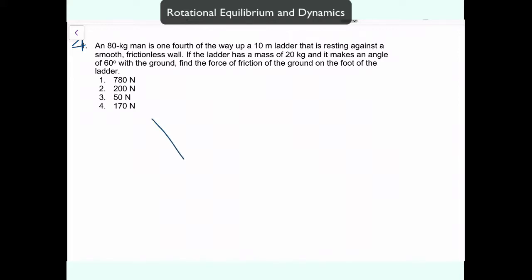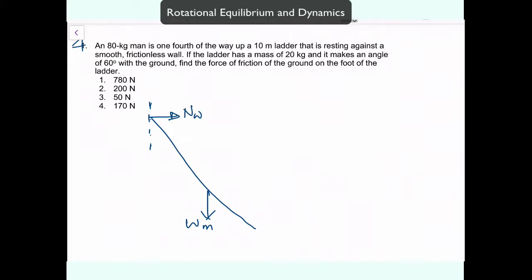ladder is like this, and he's 1/4 up. So this is where the man is. You can call this WM. The ladder is resting against a smooth, frictionless wall. So smooth, there is no friction. It means there will be a normal force from the wall, but there's no kind of friction.